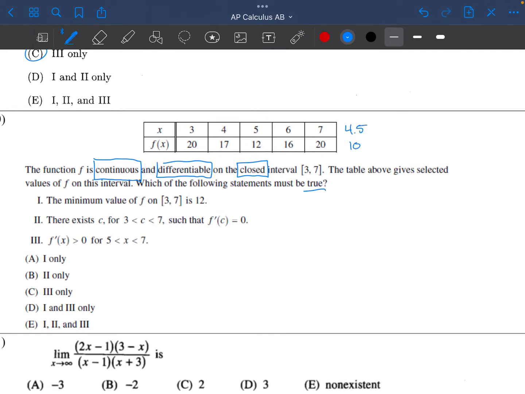You don't know that. This table is incomplete, so maybe the minimum value is smaller than 12. We have to say, no, that one could potentially be false. Part 2: there exists a C such that f prime of C is equal to 0.